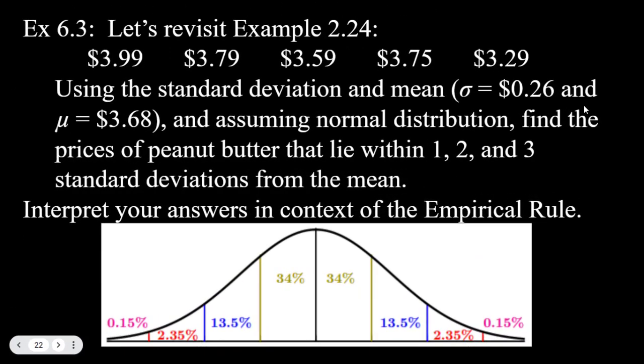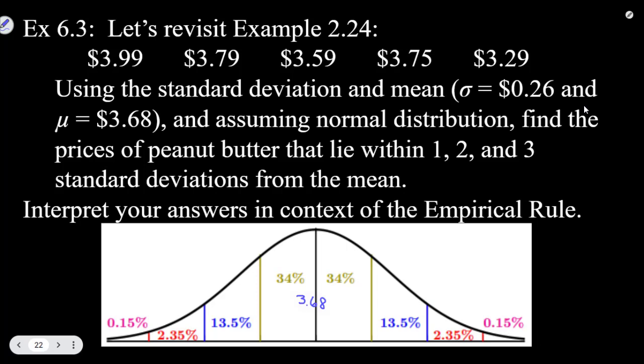I put the graph down there at the bottom to help us with this. We're going to revisit example 224. And we've got our peanut butter jar prices, the standard deviation and the mean. Standard deviation is 0.26 and the mean is 3.68. So here's what that means. The middle number, remember, is the mean. So right here is the 3.68, and that's $3.68. Remember, each of these lines represents a distance of 1 standard deviation.